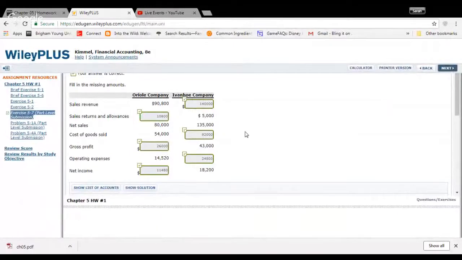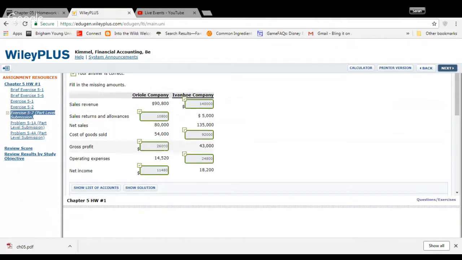Anyways, so this is problem 7. And it's mostly just figuring out what numbers go where for part A. So for the sales, returns, and allowances, all you have to do is subtract the net sales from sales revenue. And the difference will be the sales, returns, and allowances. So you'll take the 90,800 and subtract 80,000 and you get 10,800.